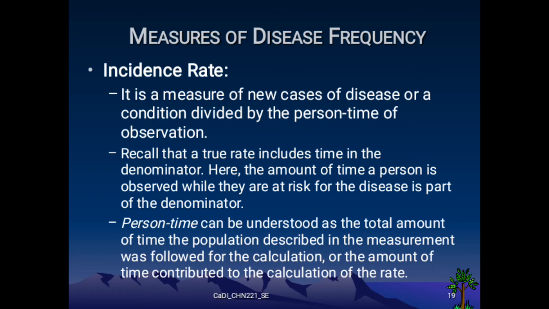Incidence rate. It is a measure of new cases of disease or a condition divided by the person time of observation. Recall that a true rate includes time in the denominator. Here, the amount of time a person is observed while they are at risk for the disease is part of the denominator. Person time can be understood as the total amount of time the population described in the measurement was followed for the calculation, or the amount of time contributed to the calculation of the rate.